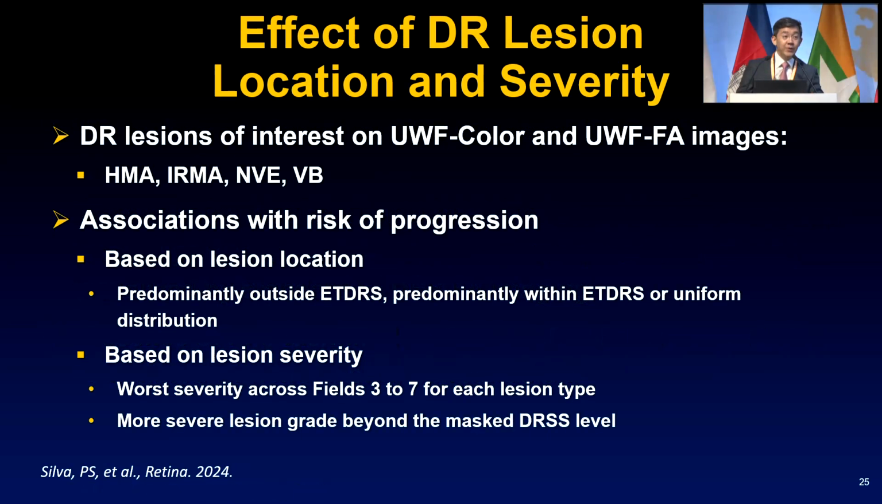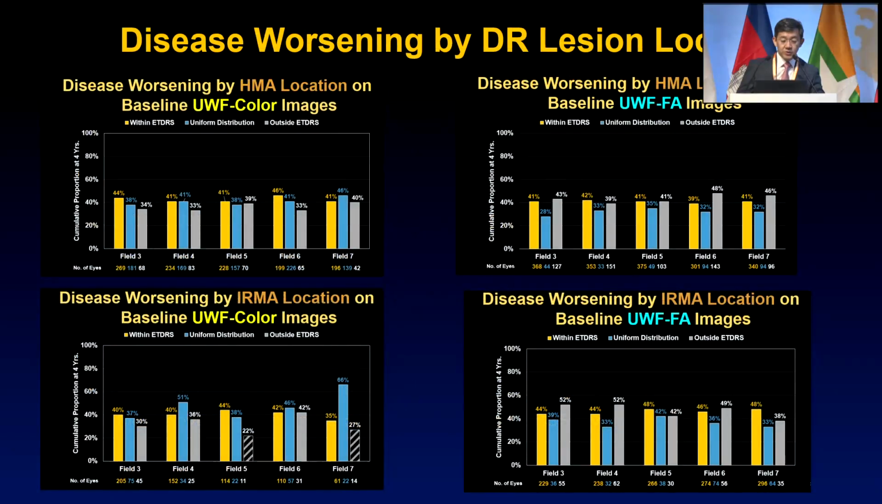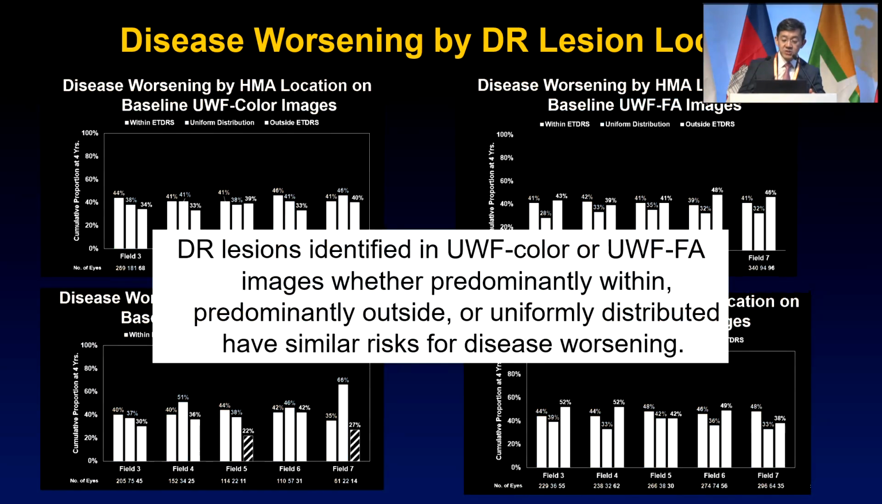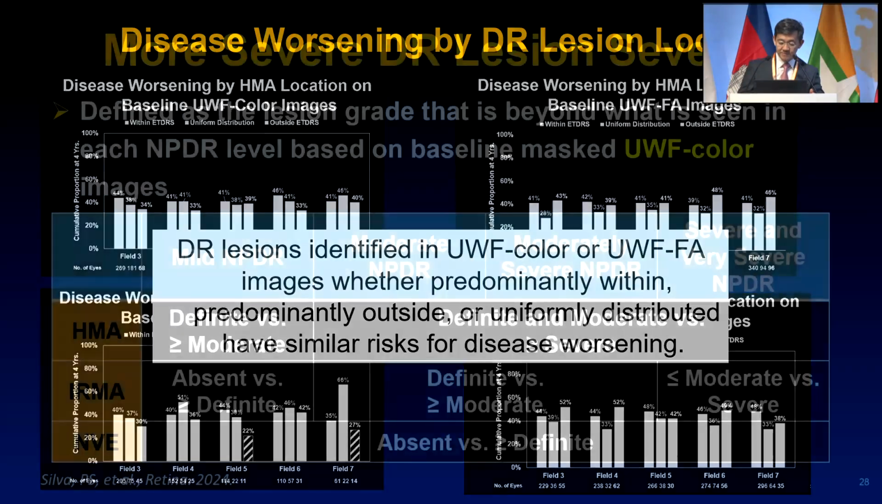We also evaluated the effect of DR lesion location and severity. So this series of graphs shows disease worsening by lesion severity and location. You can see in both ultra-wide field color and FA, irrespective of the lesion location, the risk for retinopathy worsening was similar. DR lesions identified on ultra-wide field color and FA images, whether predominantly within, predominantly outside, or uniformly distributed, have similar risks for DR worsening.